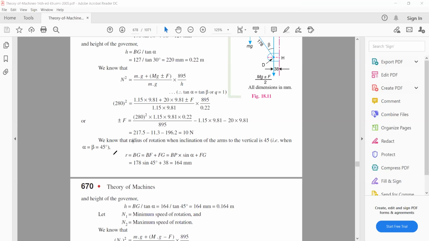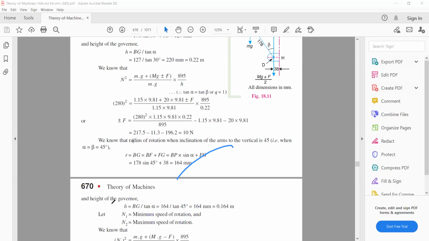Then again we find our radius when the inclination changes. R equals BG, and BG means BP sin alpha. So 178 sin 45 degrees, since alpha is changing, plus FG, which is already known, 38. When we replace the alpha value, the R value we get is 164 mm.